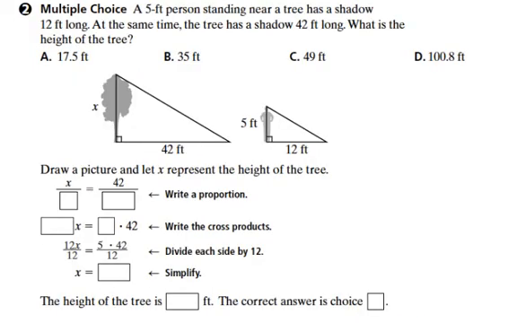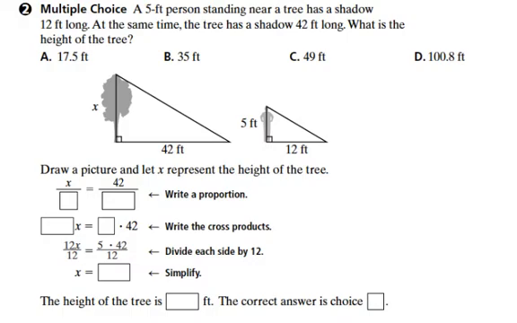Number 2. A 5-foot person standing near a tree has a shadow of 12 feet. At the same time, the tree has a shadow of 42 feet long. What is the height of the tree? We need to set this up as a proportion. If we draw a picture and let x represent the height of the tree, the tree's height is x and its shadow is 42. The person's height is 5 feet and the shadow is 12.